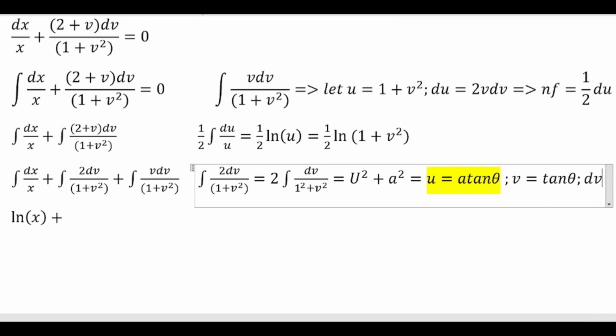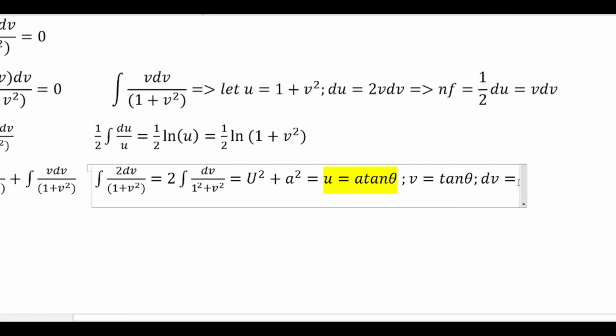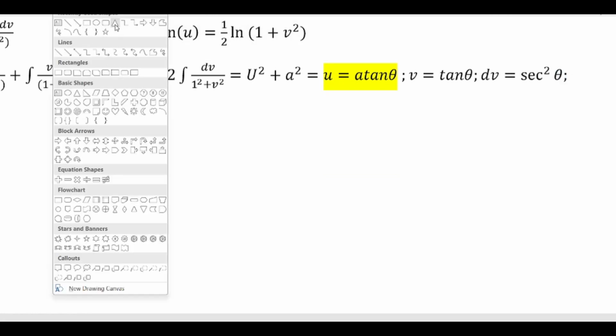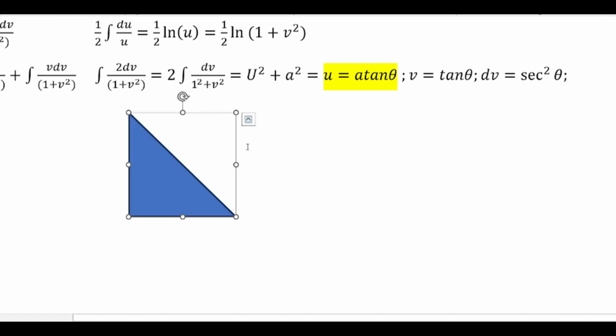We also need the derivative of v. What is the derivative of v? Simply sec squared theta. Now that we have the derivative of tan, we also need to find what tan theta is. Over here, tan theta equals v, or tan theta is equal to v over 1. Now that is crucial when we'll be dealing with the right triangle.